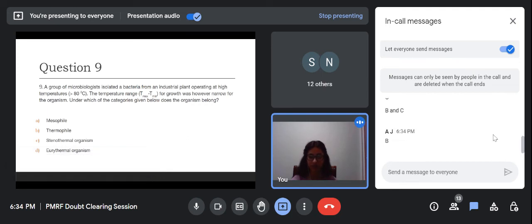B and C. So the answer in this case is B and C. So you were right. Since the bacteria is growing in a temperature which is more than 80 degrees Celsius, it is a thermophile and not a mesophile, which would grow in normal ambient temperatures. And since the temperature range for growth is narrow, it's a stenothermal organism and not a eurythermal organism. Eurythermal organisms have a very broad range of growth temperature. So the answer is B and C.